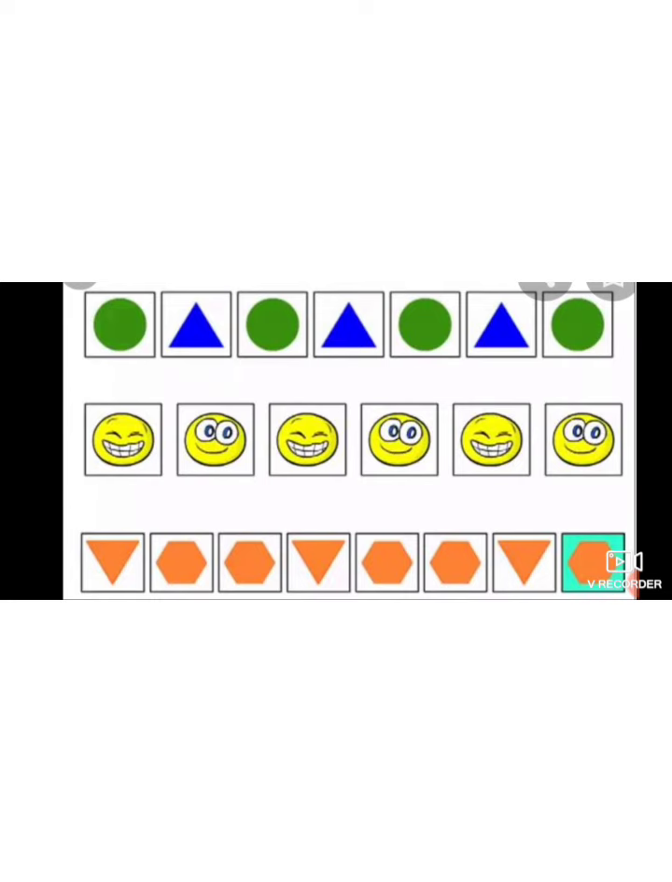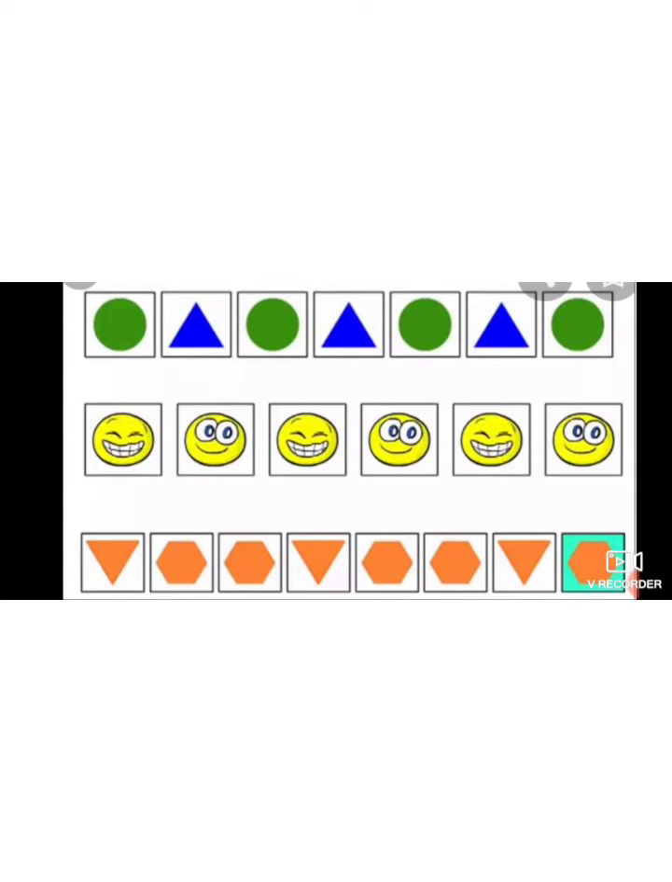Now look at all these smileys. The first smiley has teeth shown. The next one, eyes are shown. The next one, automatically, if it is a sequence, then teeth, then eyes, teeth, eyes. Then what will come next? Again, it will be a smiley with a big smile. So this way the sequence occurs. Now look at this. Here all the shapes are in the same color.